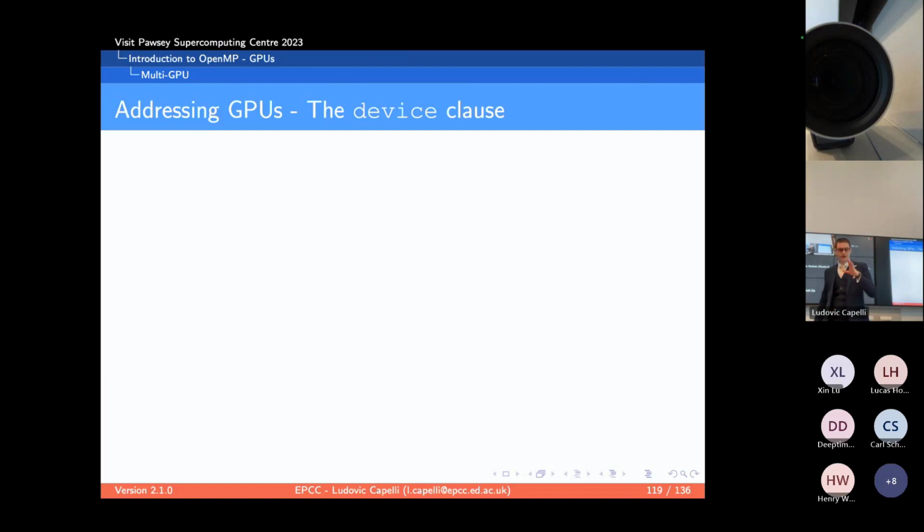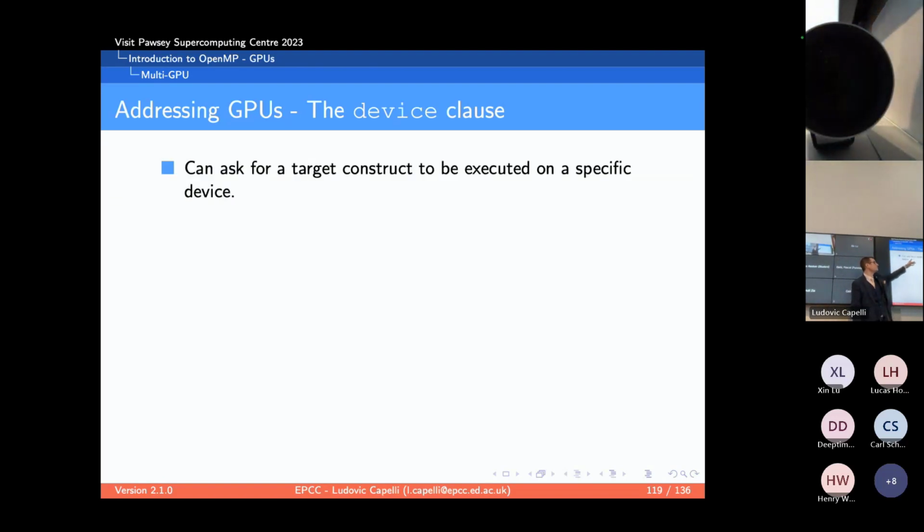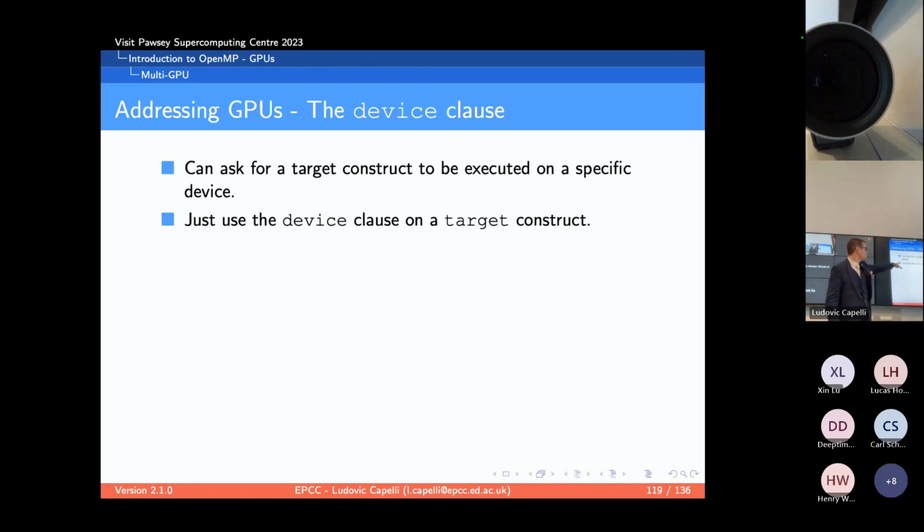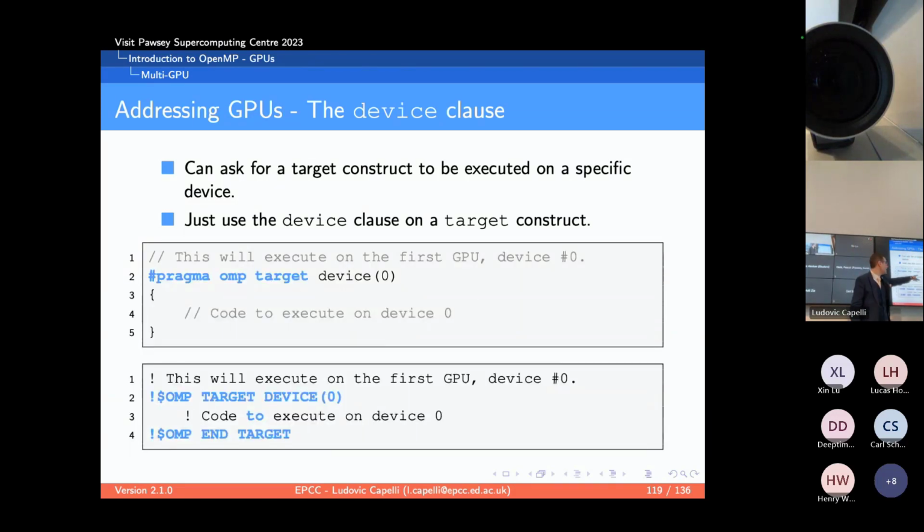Now, coming back to the actual GPUs, to indicate on which device we would like to run a certain target construct, we just have to use the device clause. Simple as that. You will just use the device clause and pass the ID of the device you would like to run on, and that's it. Again, one word. That's all you need.